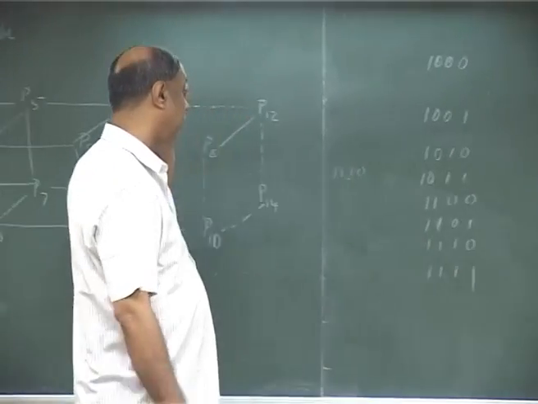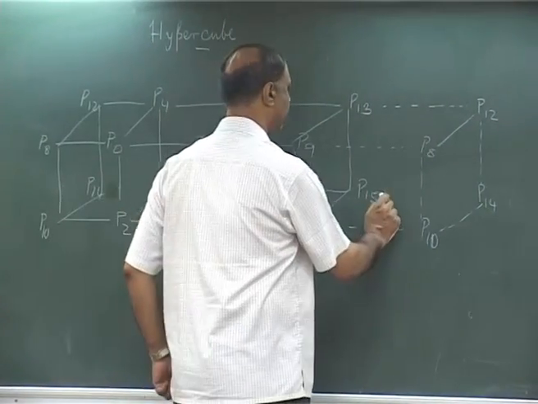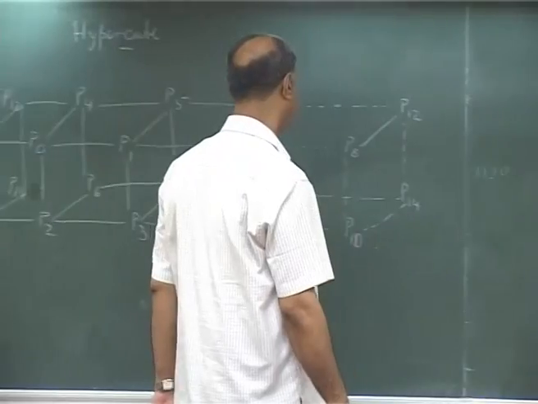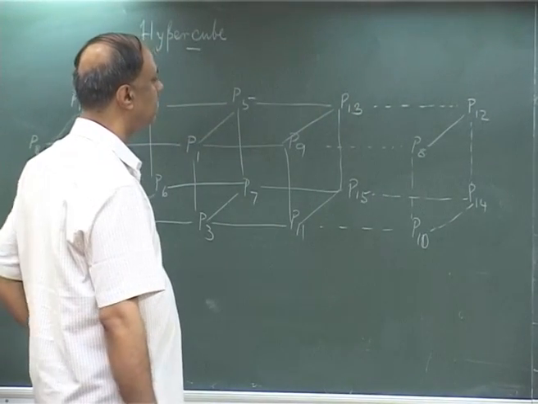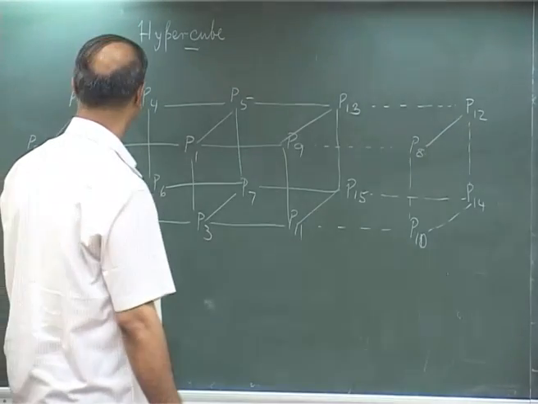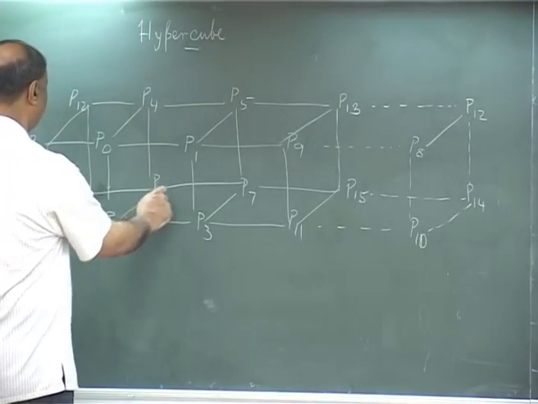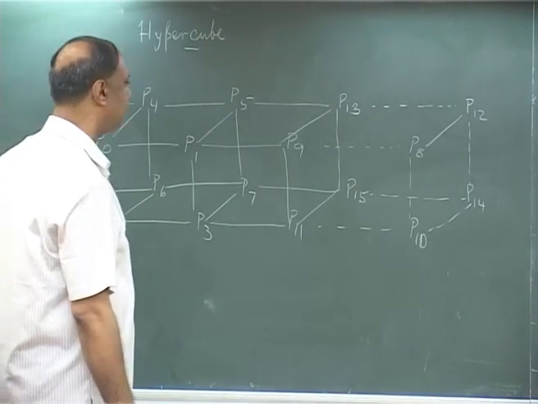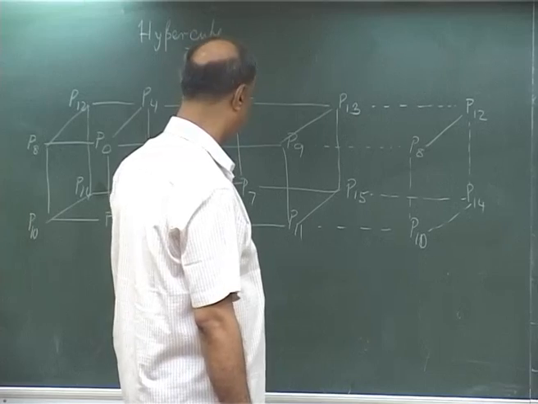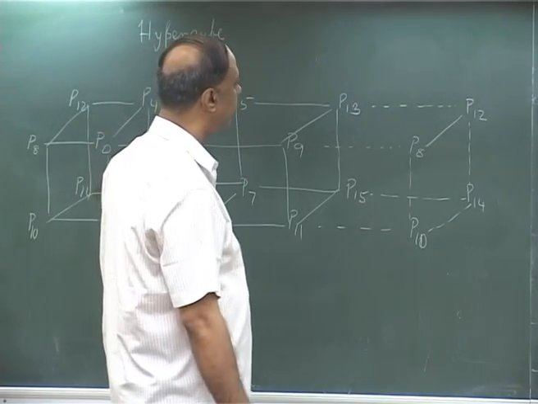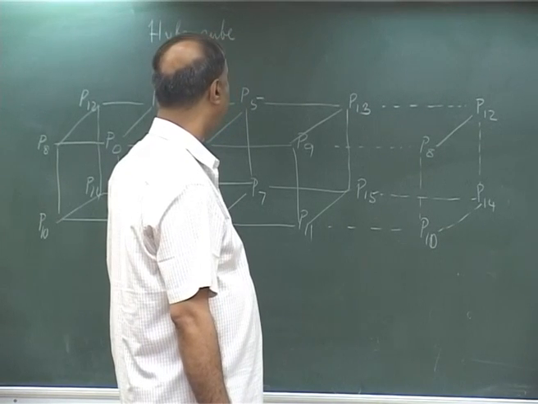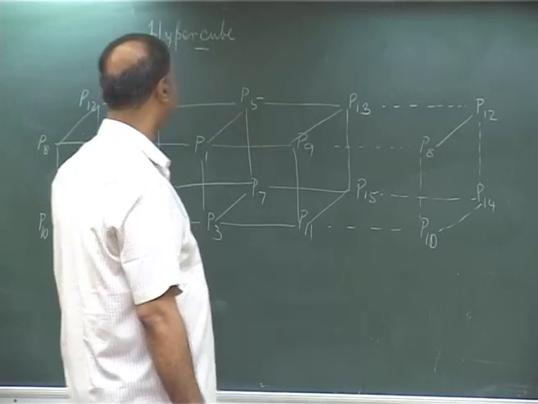Next one is 14 is connected with 15. 14 is connected with 12. Yes. And then 14 is connected with 8 plus 2 is 10. Okay. And 14 is connected with 6. Okay. Then 15 is connected with 14, 15 is connected with 13, 15 is connected with 8 plus 3, 11, 15 is connected with 7.